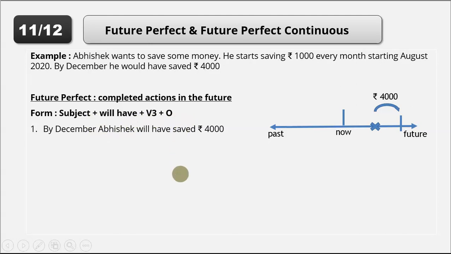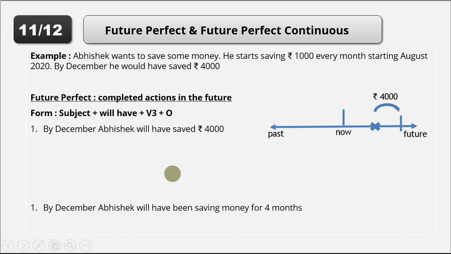Now let us understand another situation with the same example. By December, Abhishek will have been saving money for 4 months, which means that if we are in the month of December, Abhishek will have been saving money for 4 months. Now here we are concentrating on the time, but here we were concentrating on the money. The emphasis here was on money, but the emphasis here is on time. That Abhishek will have been saving for 4 months.